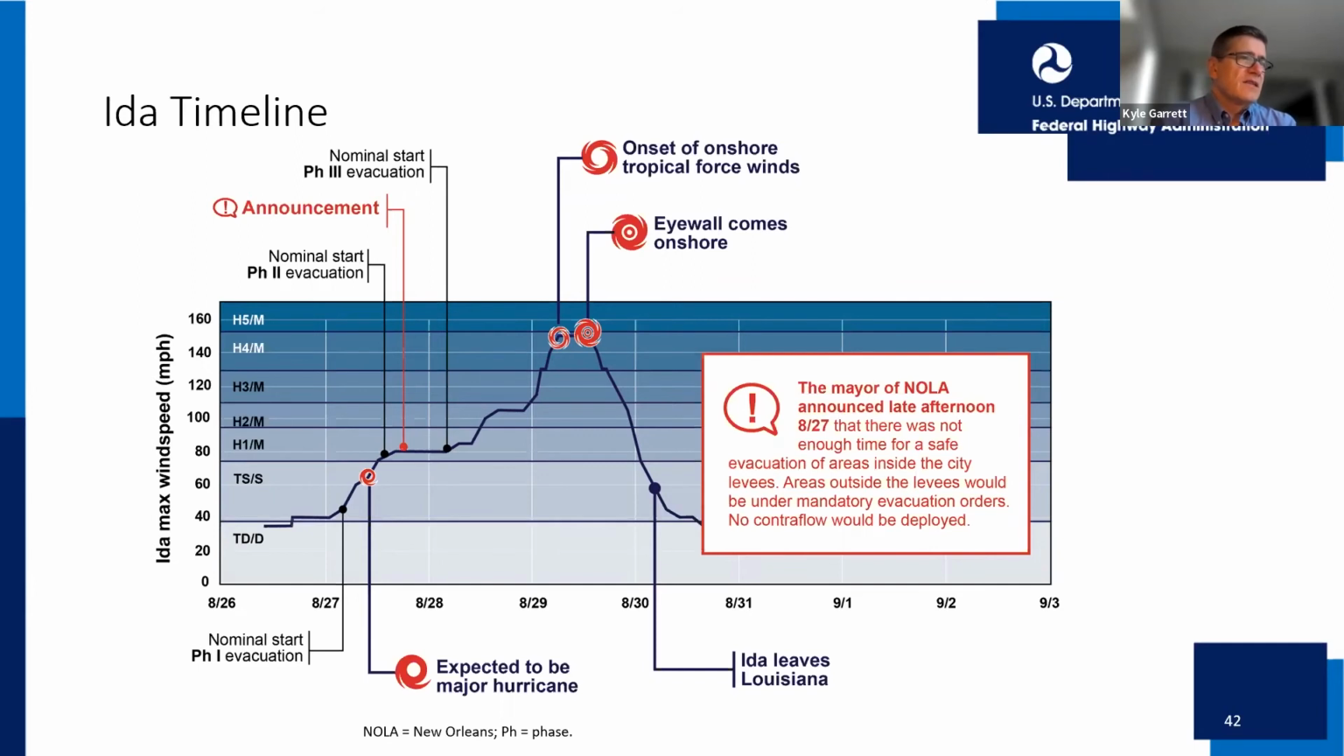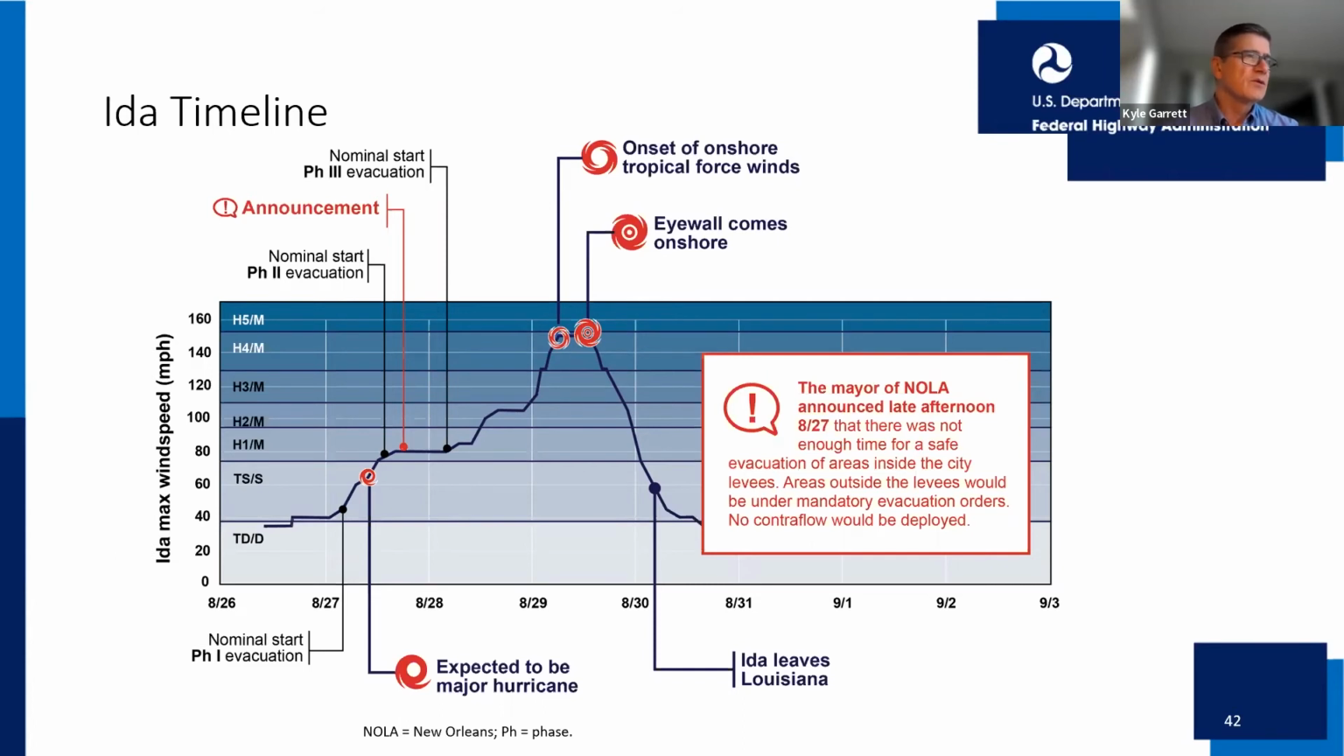So areas outside the levee would be under mandatory evacuation, but anybody inside the levees, too hard to get out. And there was no time to deploy contraflow before the storm was going to be on shore. It takes time to get resources out there and to get all that set up. So nominally, this storm happened so fast that you would have to start the phase 1 evacuation of folks out in the coastal parishes before we even knew that it was going to be a major hurricane.